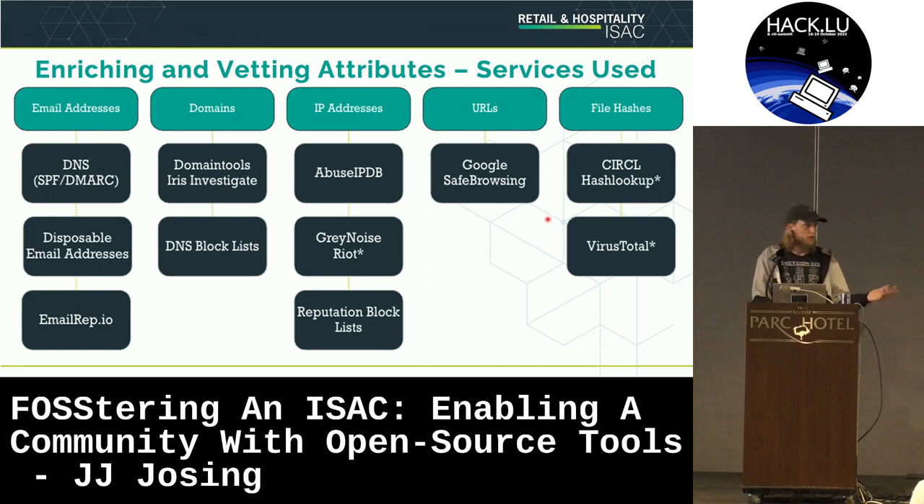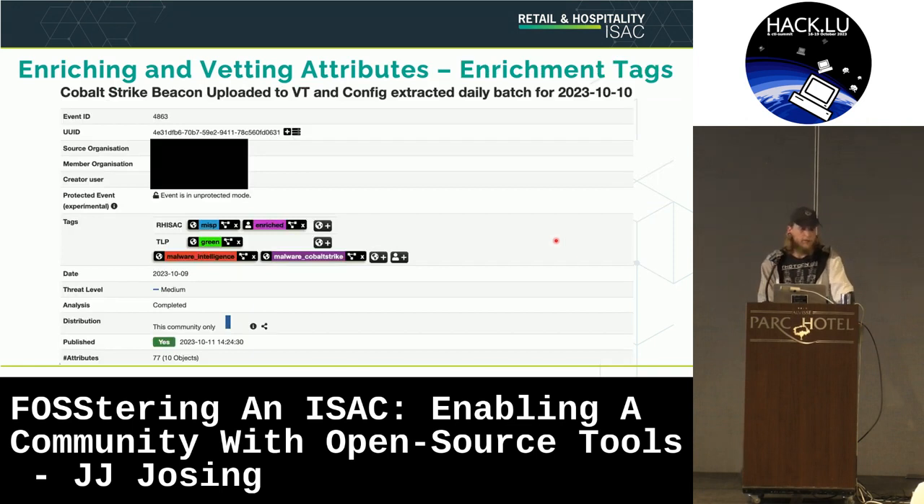And then VirusTotal as well. They have their known software distributor, and so we use that in conjunction with the Circle Hash Lookup to identify those potential false positives. But VirusTotal, we're also using that for hashes. If it's got a popular threat classification label, we take that and apply it as a tag to the intel itself. And so what this looks like: Cobalt Strike beacon config uploaded to VT, config extracted.